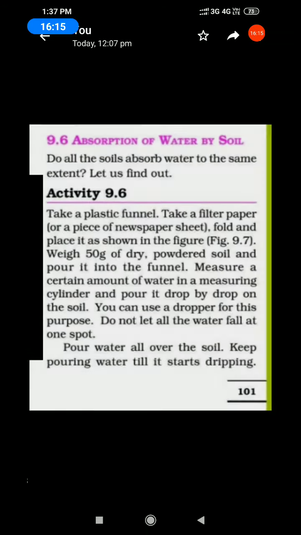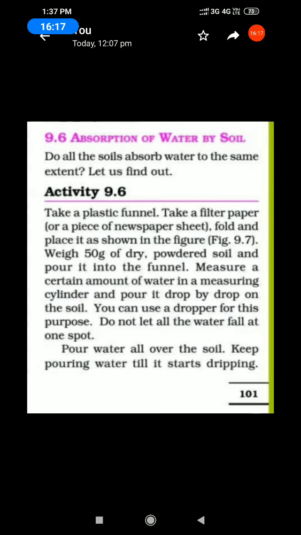Can you understand, students? Next activity also: absorption of water by soil. Now we are going to discuss the absorption of water by soil. How to observe the absorption of water by soil.